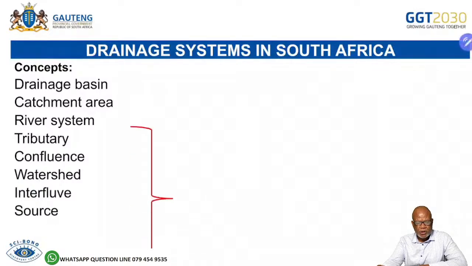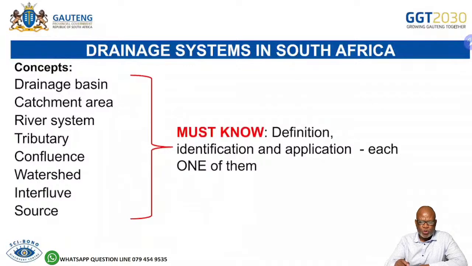Now let's look at our content today. You must be able to define. It's very important. Your questions will ask you to define, and when you define, you just give back the content that was taught to you. There's no application. You just give the content that was taught to you. Identification, you must be able to identify features from the map, features from the diagrams. You must be able to identify them. And application, how does it affect, what does it affect the environment with? You must be able to answer those application questions, and that must be done for all of these concepts that you have.